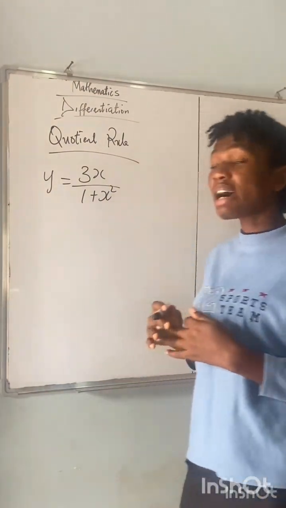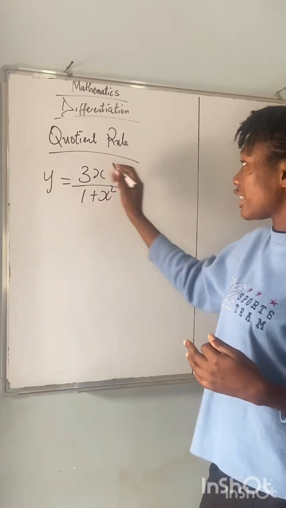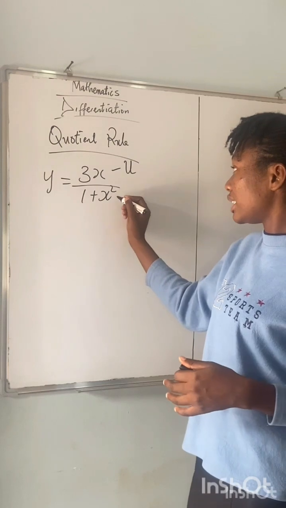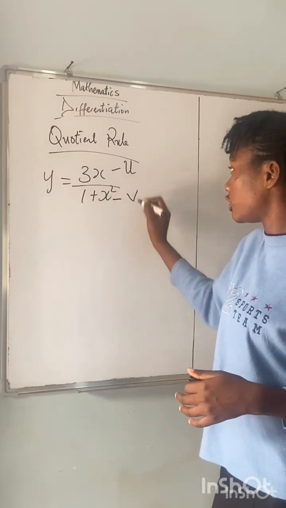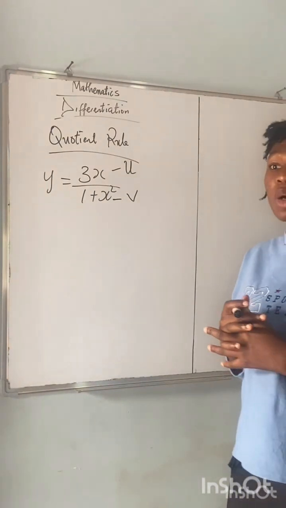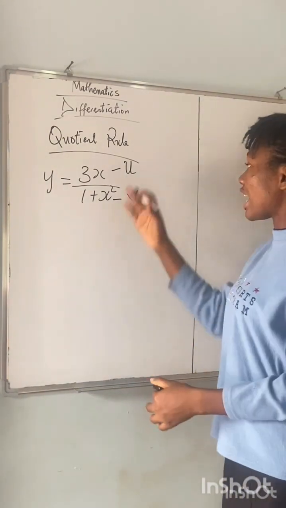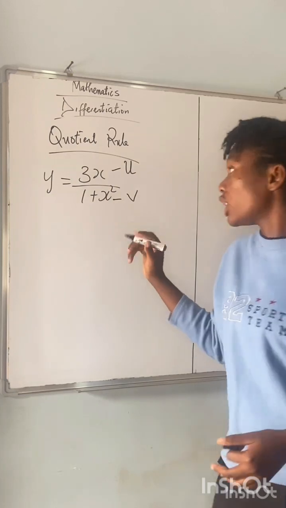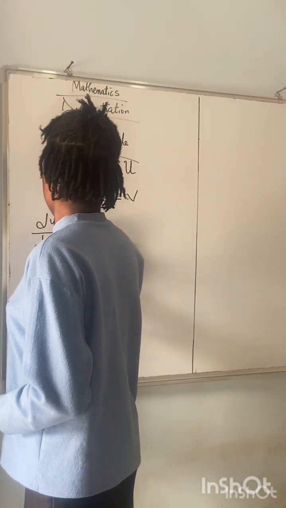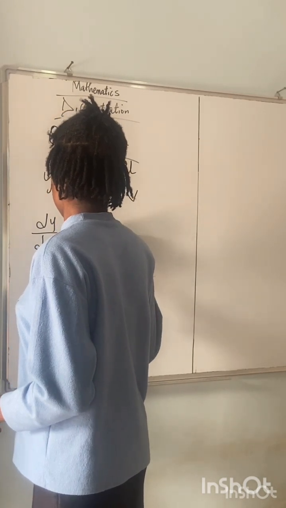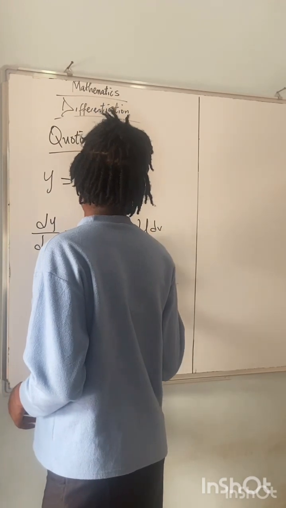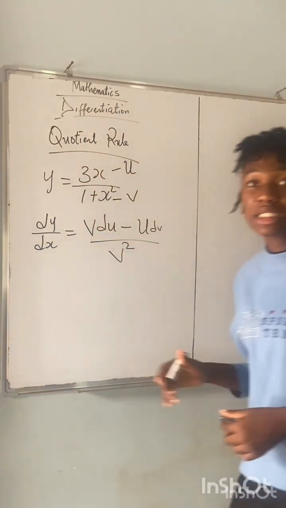Now we still have our u and our v. Our first variable always remains our u, and our denominator remains our v, our next variable. So the rule that applies when we want to differentiate our y and we have a quotient is that dy/dx is equal to v du minus u dv, over v squared. This is our format, this is our rule.